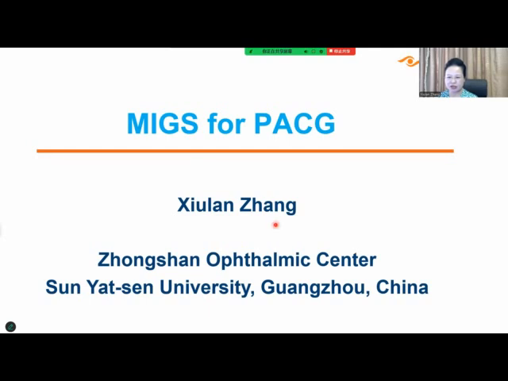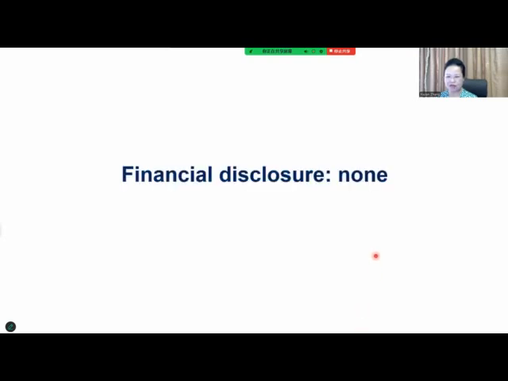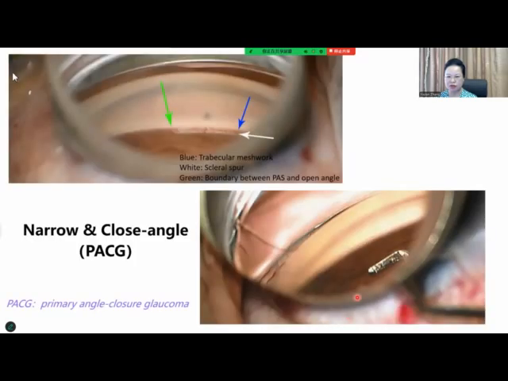My name is Xiulan Zhang, I came from Zhongshan Ophthalmic Center. I would like to present MIGS for PACG. I don't have financial disclosure.